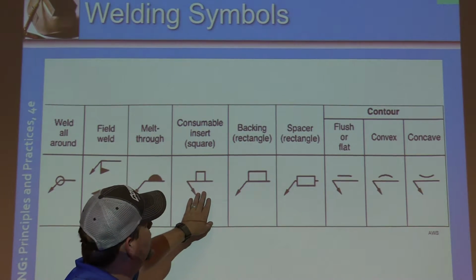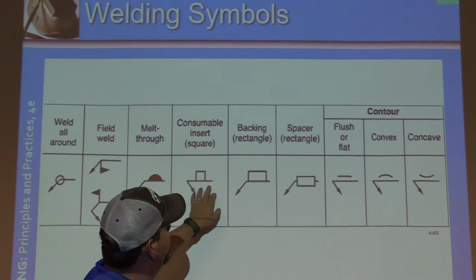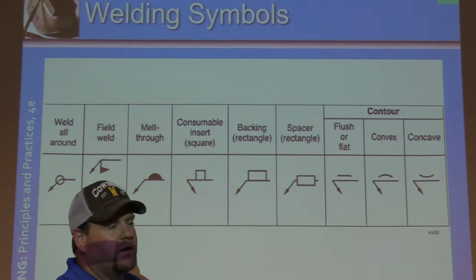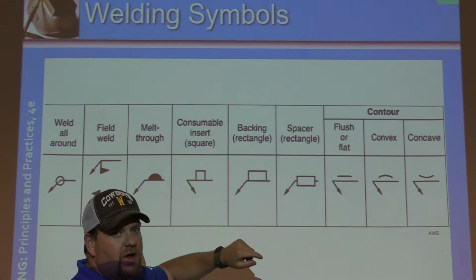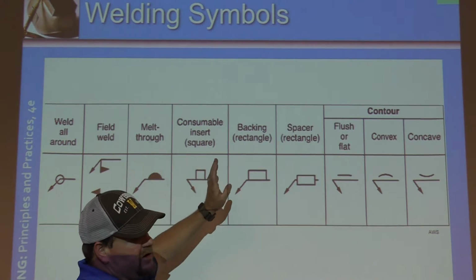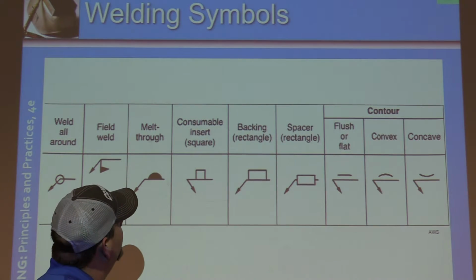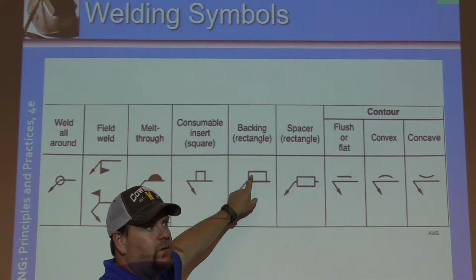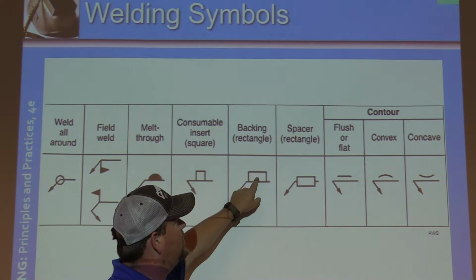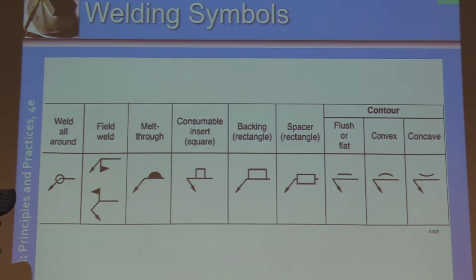Consumable insert square, backing rectangle. These look an awful lot like a plug and a slot weld, don't they? Okay? This is usually in this case where you're going to look into the tail. The tail will usually tell you consumable insert type 1, 2, whatever. Backing, a lot of times in the backing material it'll either give it to you inside of the rectangle, or it also will tell you in the tail as well. Okay?